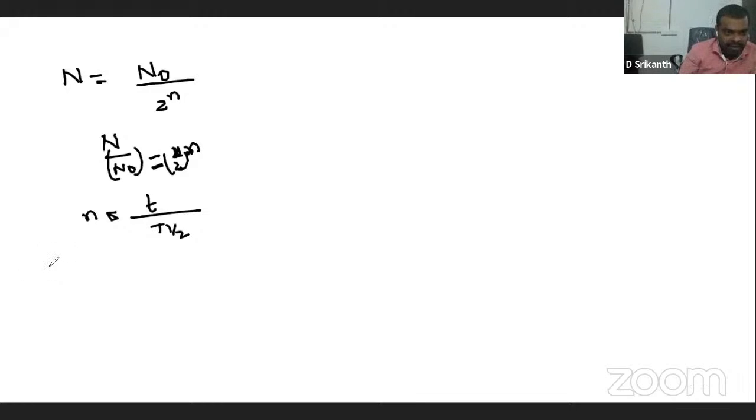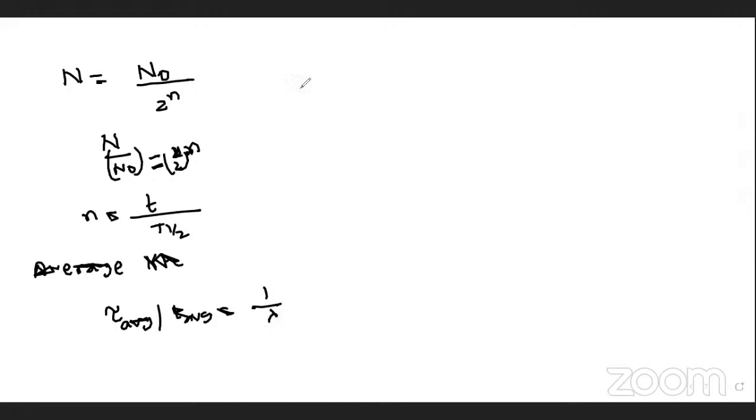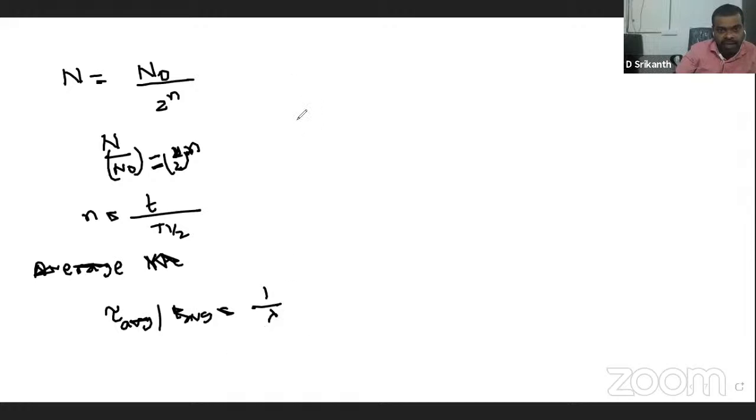And next, average life. Average life is defined as tau average, or t average, is equal to the reciprocal of lambda, 1 by lambda.